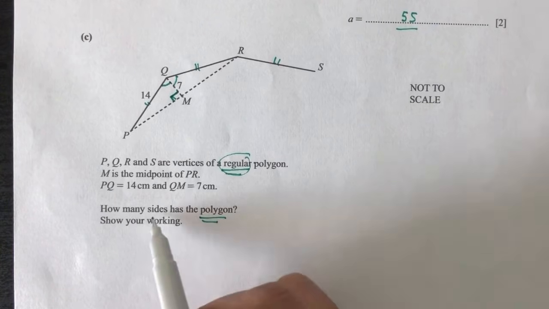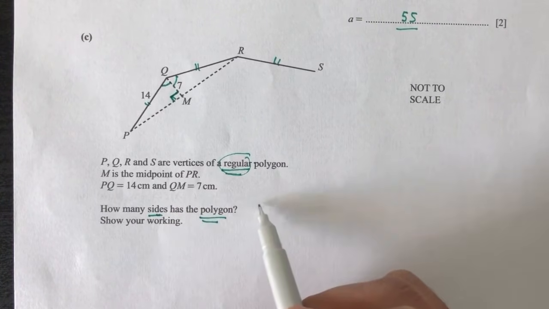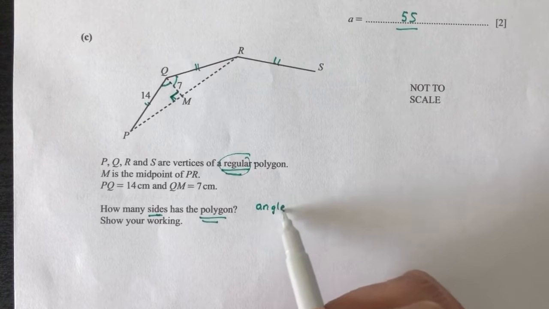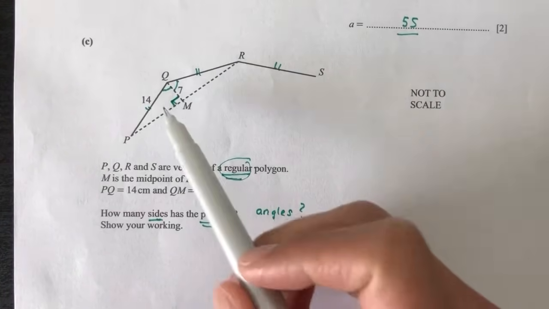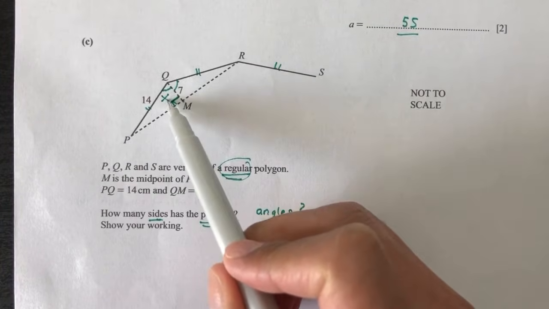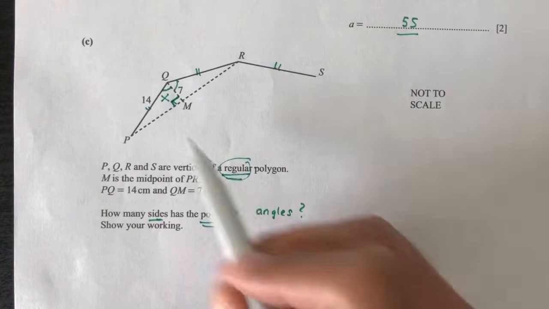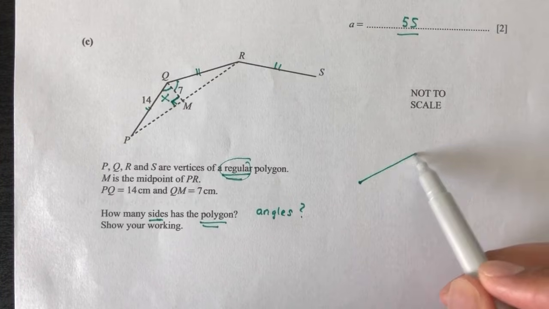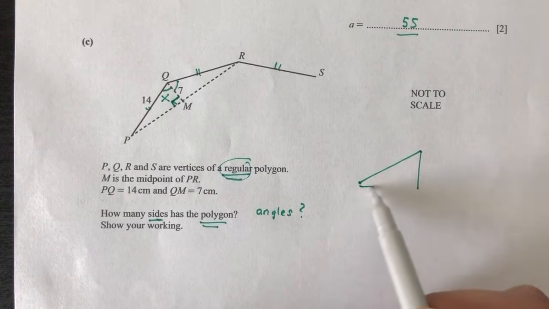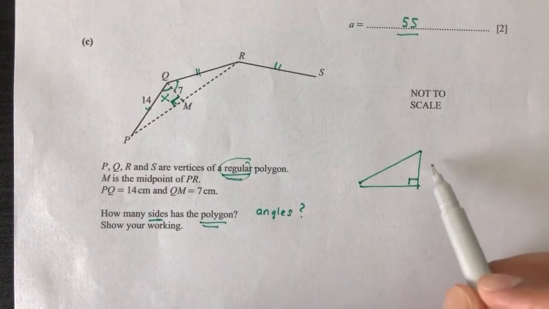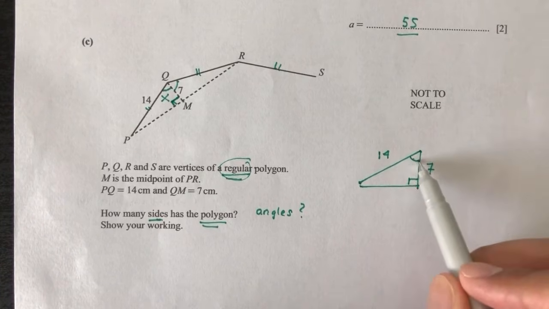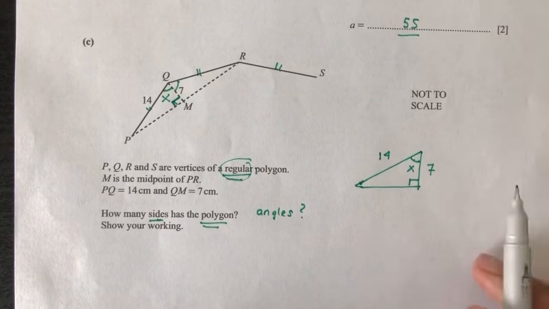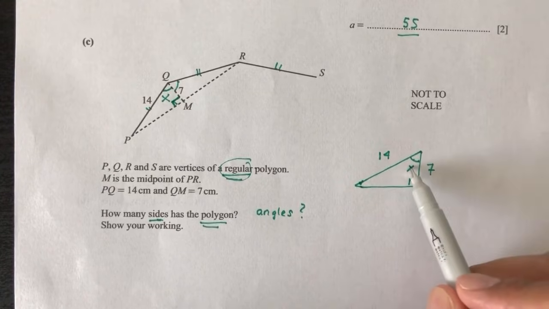If you want to find the number of sides of a polygon, you can first find the angles. What is the angle of the polygon? Let's first find this angle, and call it X. If I draw this shape bigger, I have P, Q, this is a right angle, this is 7, this is 14, and this is angle X. So I need to find the angle X.